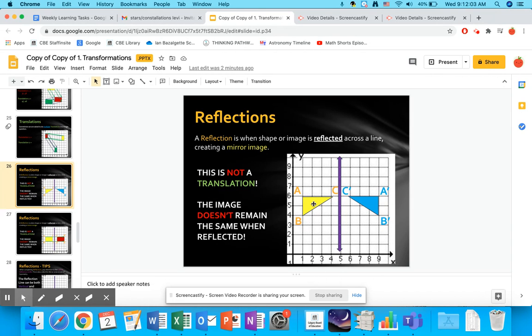So remember, this is not a translation. A translation, remember, is moving something back and forth and the shape doesn't change. When it comes to reflection, you can see that the shape does change. It's flipped now. So remember this when you are looking at it. Some people sometimes get confused, but if the shape changes in any way so it looks any different, then that means that it's going to be a reflection or a rotation. In this case, we're talking about reflections.